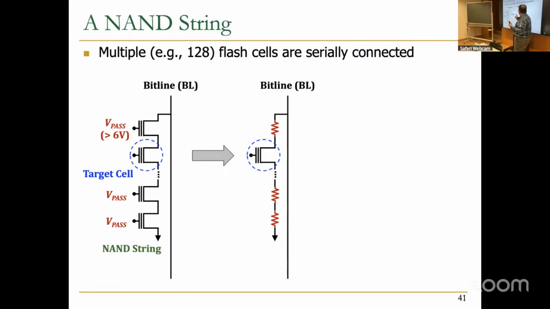So you want only this flash cell, your target cell, to decide if your current flows or not. That's why the other cells should all act as a resistor. So how is it possible? People apply VPass, which is a high voltage, high enough to make sure that the cell is going to be on, whether or not we have programmed it. Okay.